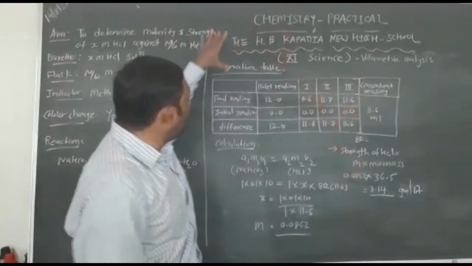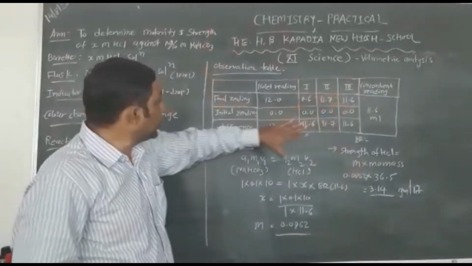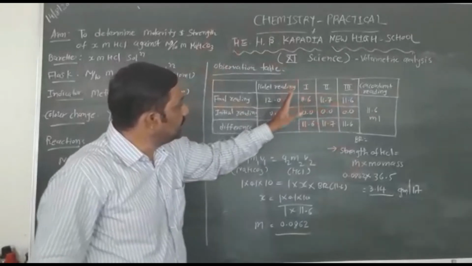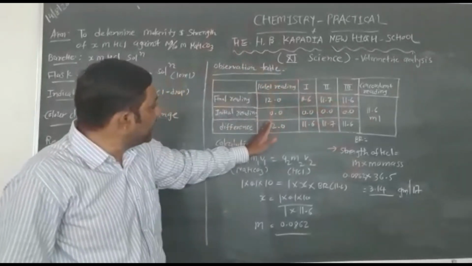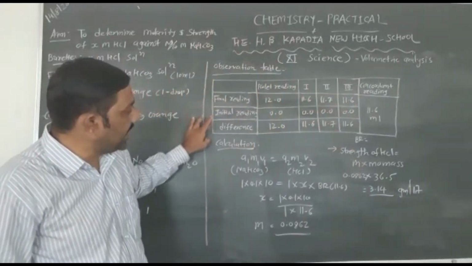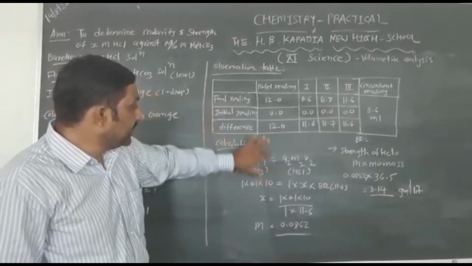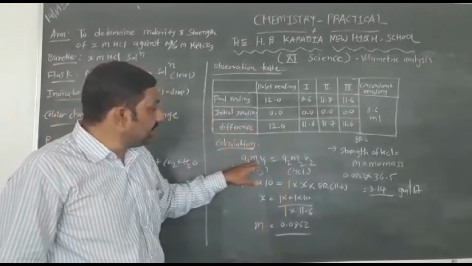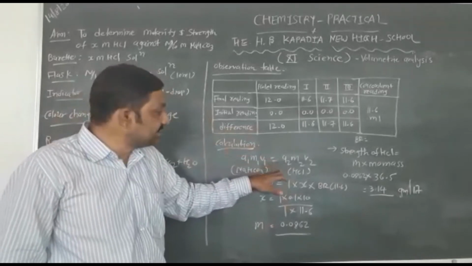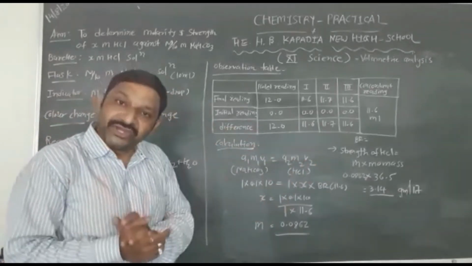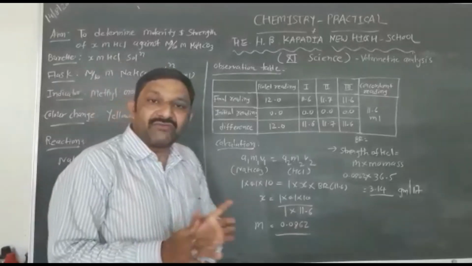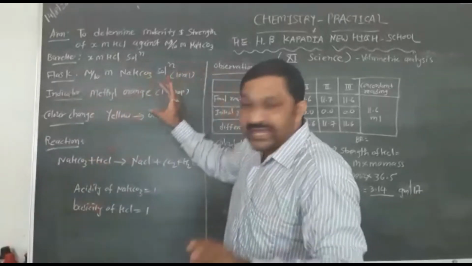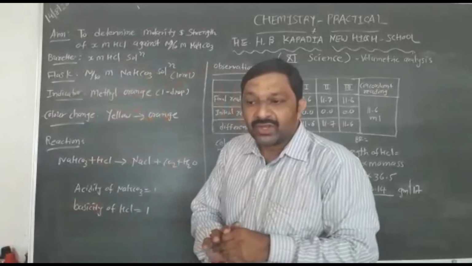Now here is your observation table. You have to take 3 readings: pilot reading, approximate reading, final reading, initial and difference. And here is your calculation, same way: A1 M1 V1 is equal to A2 M2 V2. So today we will perform the methyl orange practical again.